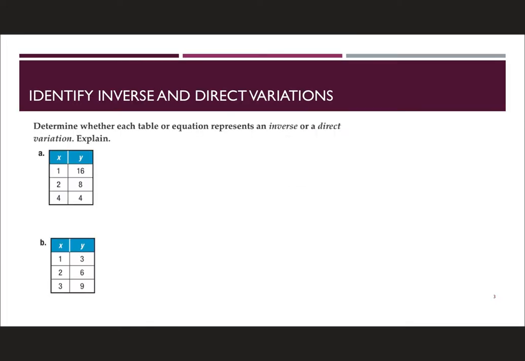Let's try this out. So here I have two tables. Now again, I'm going off of the equation x times y is equal to k. So if it's an inverse variation, when I multiply my x coordinate times my y coordinate, I should get the same thing. So in this one, this table A, I have 1 times 16. Well, that's equal to 16. Then I have 2 times 8, also equal to 16. And then I have 4 times 4, also 16. So this would be an inverse variation in which k is equal to 16.